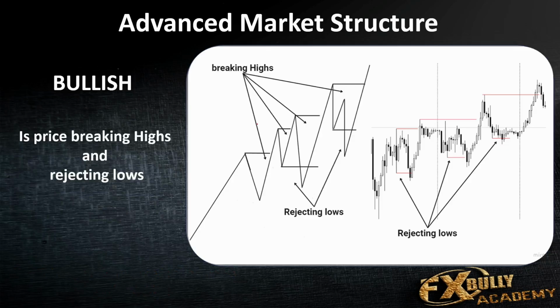Here in front of us, we have our advanced market structure, which is bullish. What we want to see when the market is bullish is price breaking the highs and rejecting the lows. We want to see these swing highs over here being broken, and we want to see the lows being rejected by price. So the market comes below a swing low, then it rejects, and then we move higher.